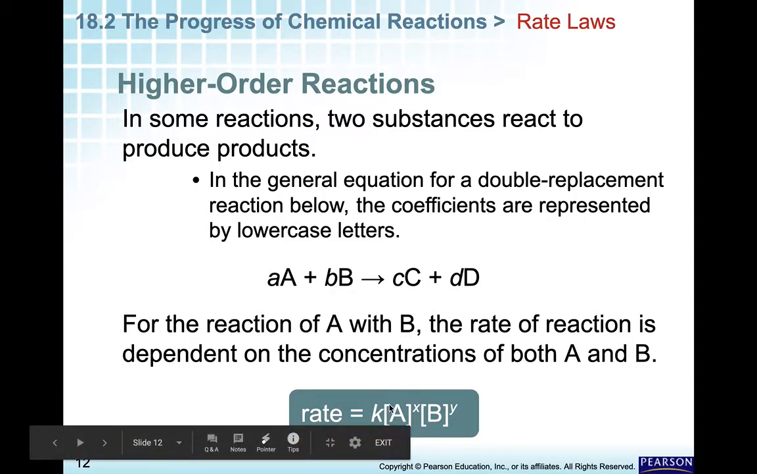Again, keep in mind that these square brackets are absolutely necessary when we write rate laws because they mean the concentration of. We cannot just use round parentheses here because that would just mean A, and we don't care about moles of A or grams of A. We care about the concentration of A, the moles per liter specifically. So we have to have the square brackets to say that.